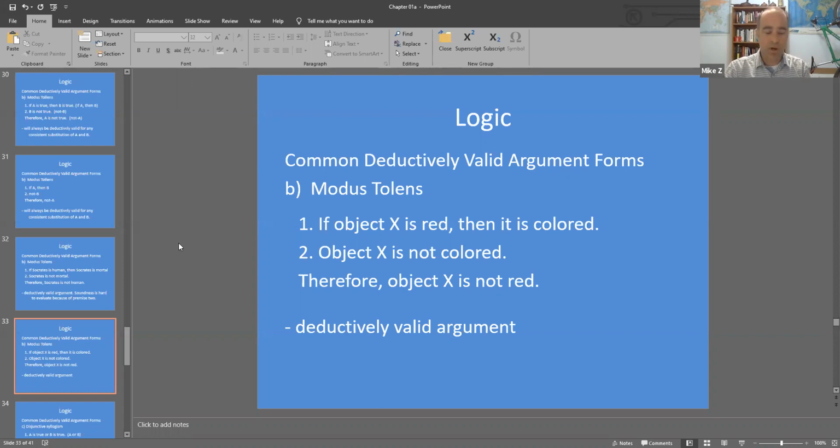If you want to think about applying this to a real world situation, you could think of object X as a big chunk of transparent glass, right? So there's no color there at all. But it would still be true that if that object is red, then it's colored. I mean, if it's red, then it's colored, yeah, sure. But it turns out that object X is not colored. It's a chunk of transparent glass. So therefore, object X is not red.